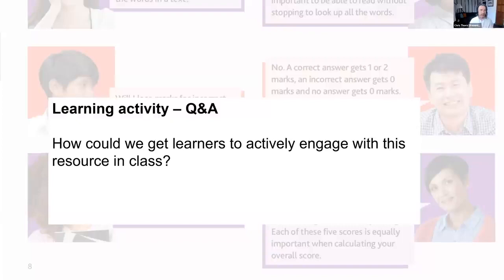Oh, Paul suggests making this a matching activity. Okay, and I guess a matching activity that could be done individually. Maybe if you support individual learners, you could print this off and chop it up and get them to try and match questions with answers. Yeah, that could work. Maybe if you were doing it in an online context, you could turn it into a Kahoot. You could have a question and then make learners choose the correct answer from a selection of the answers on the right.